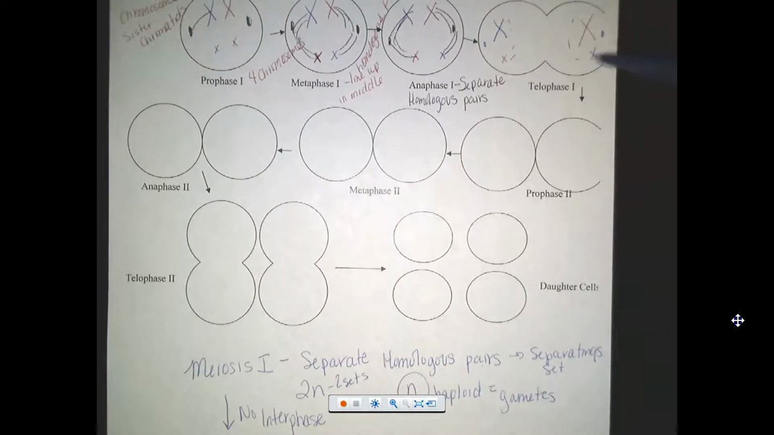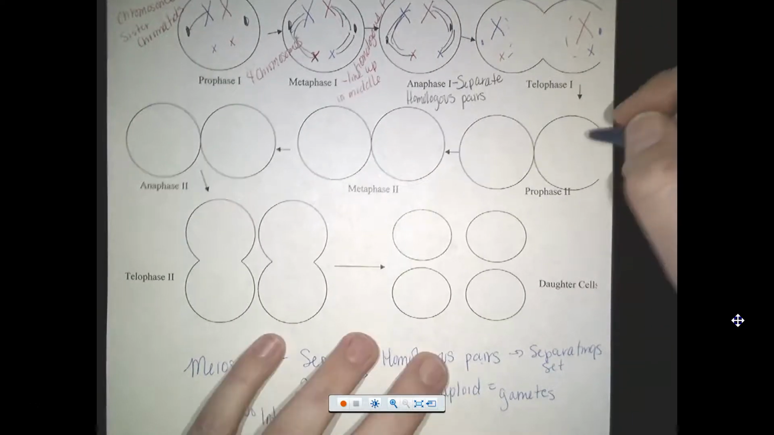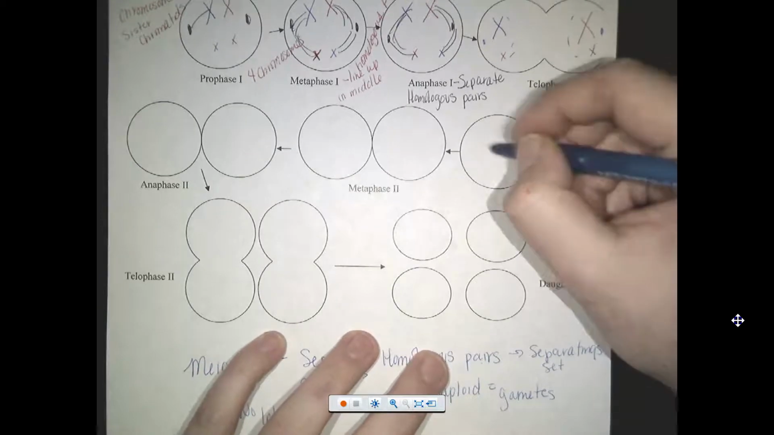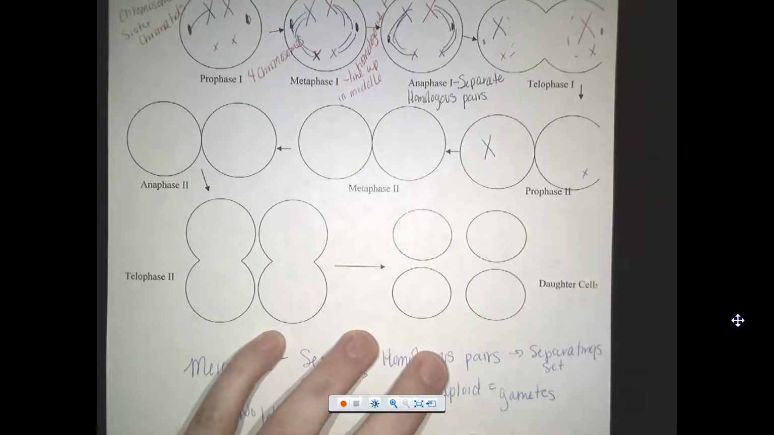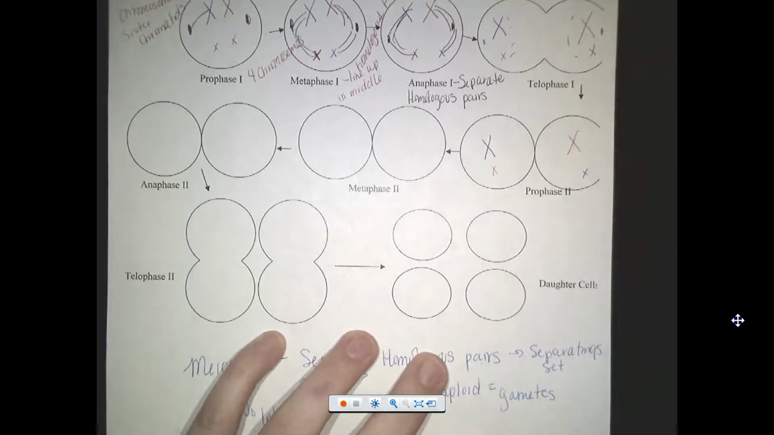So here we're in telophase 1. Let's go to prophase. So what are the events that happen during prophase? What's happening during prophase? I forgot.